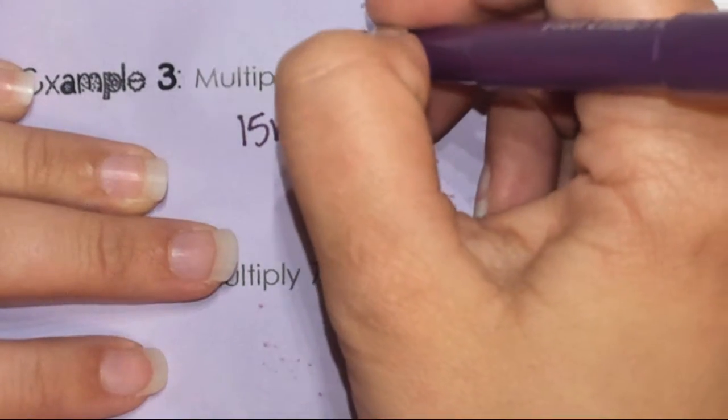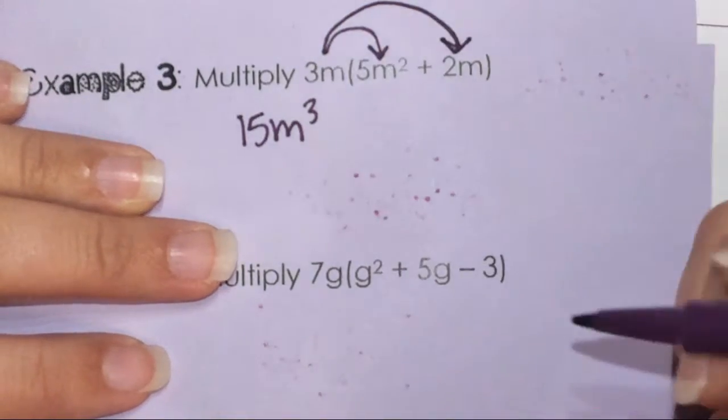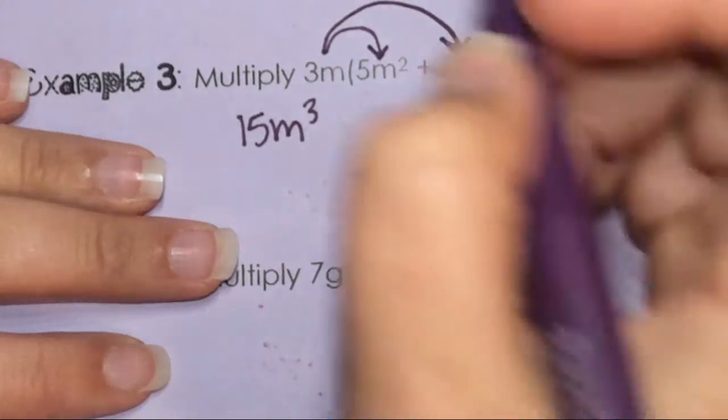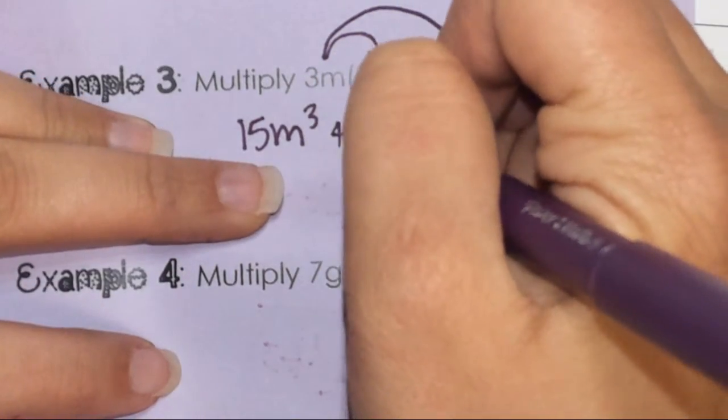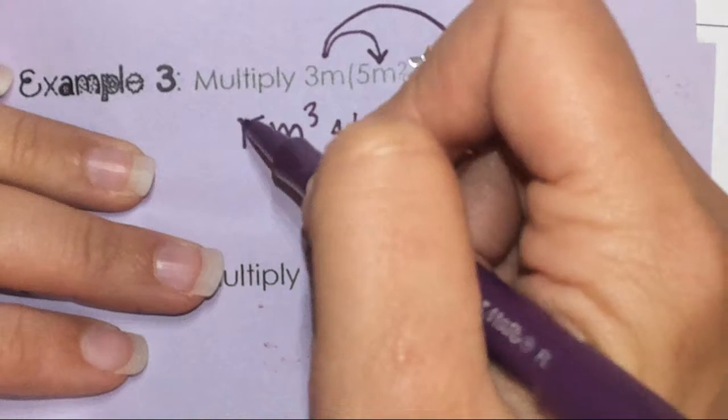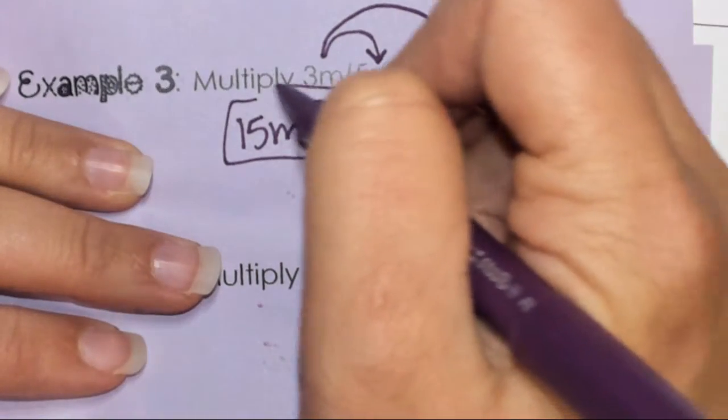Okay. Now you also have to distribute it to the 2m. So what's 3 times 2? And what's 1 plus 1? And you're done.